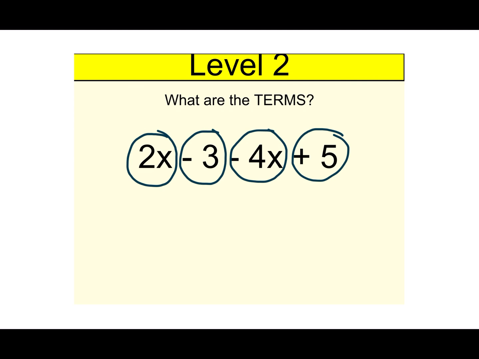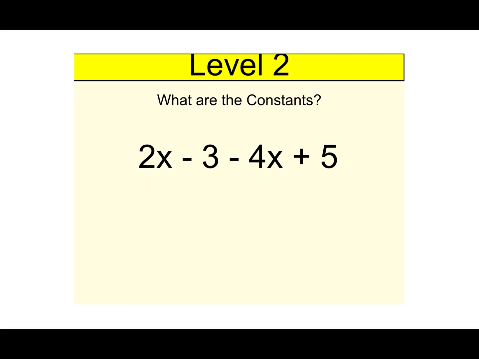We could also talk about the word like terms. Which ones are alike? Well, 2x and negative 4x are like terms because they have the same variable with them. The same is true with the constants. And we'll talk about that word next, but constants, they don't have a letter on them. They're just plain old numbers. So the negative 3 and the plus 5 are like terms.